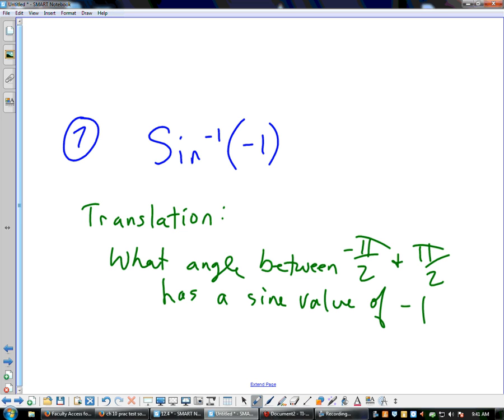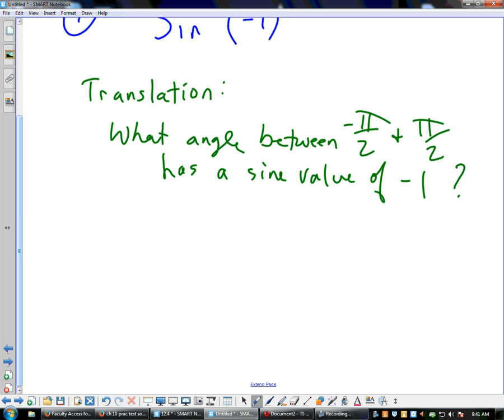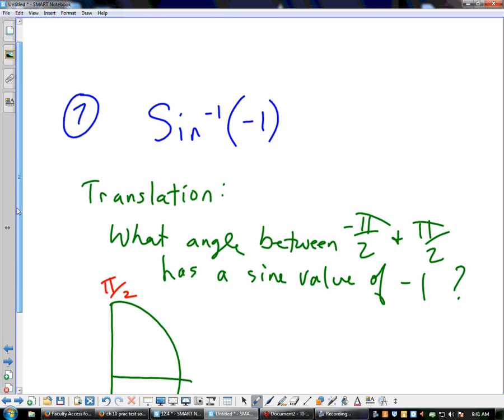So you look at your unit circle, but this time you're only looking on the right side of your unit circle, not the whole unit circle, and you've got to be looking only between negative pi over 2 and pi over 2. Capital sine inverse will only have one answer, not a bunch of different answers. Leah? Why is it negative pi over 2?